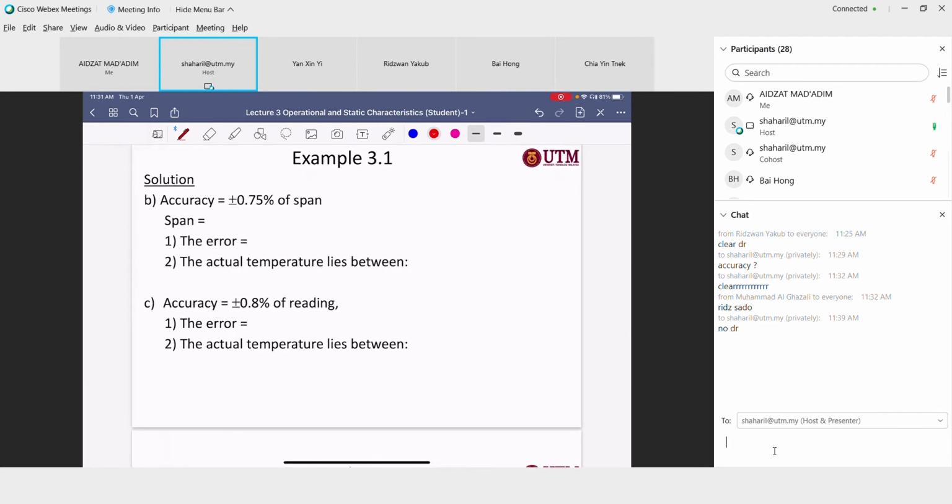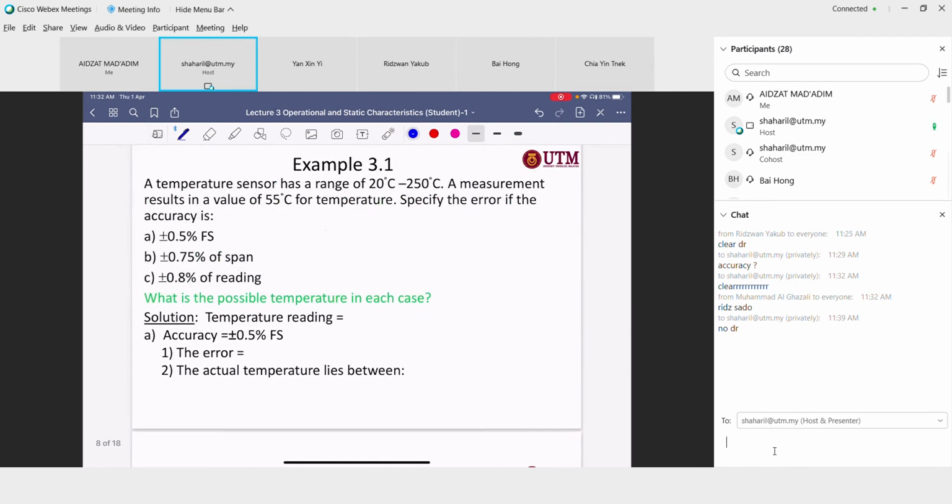Okay. Any question you can interrupt me. Okay. So if not, I will short sendiri lah. Okay. I don't want to be short sendiri. So I want to understand what your understanding about my lectures. Okay.